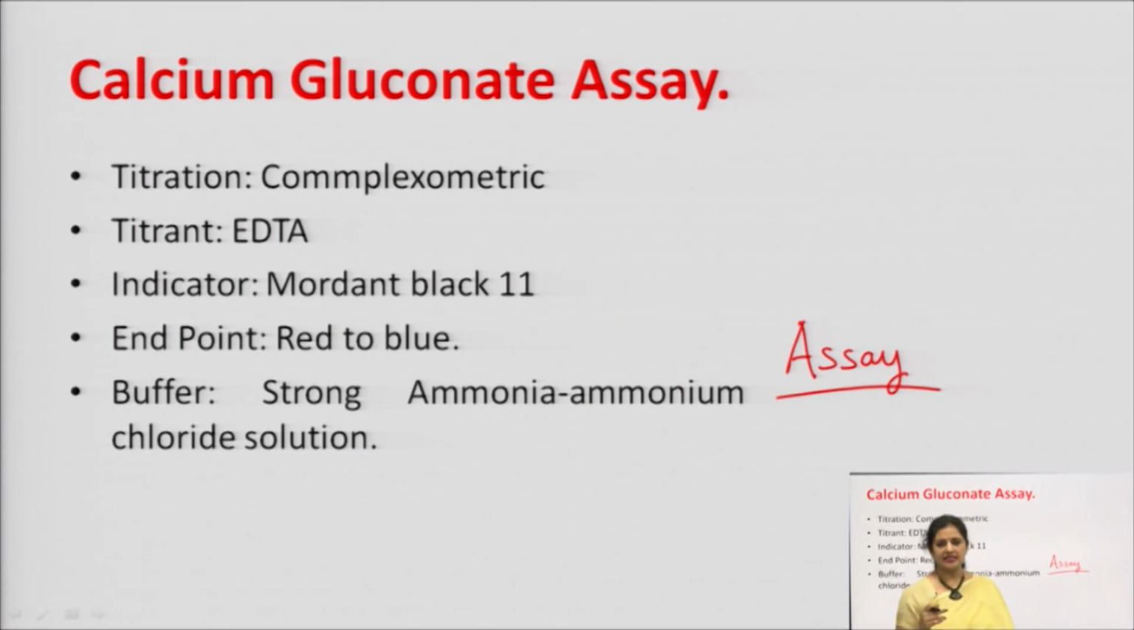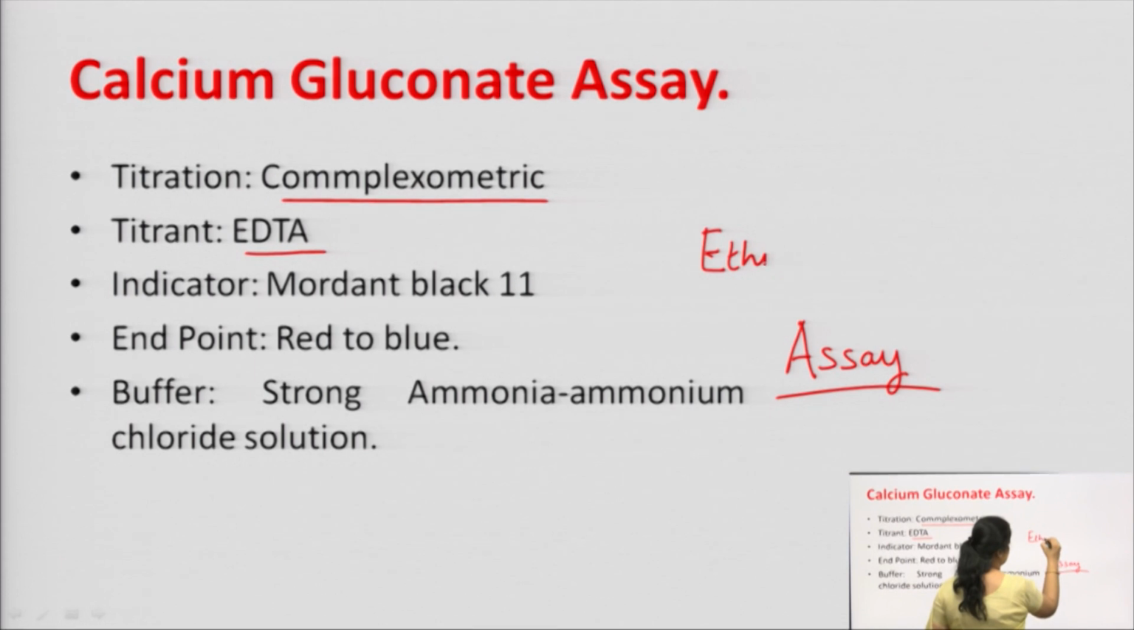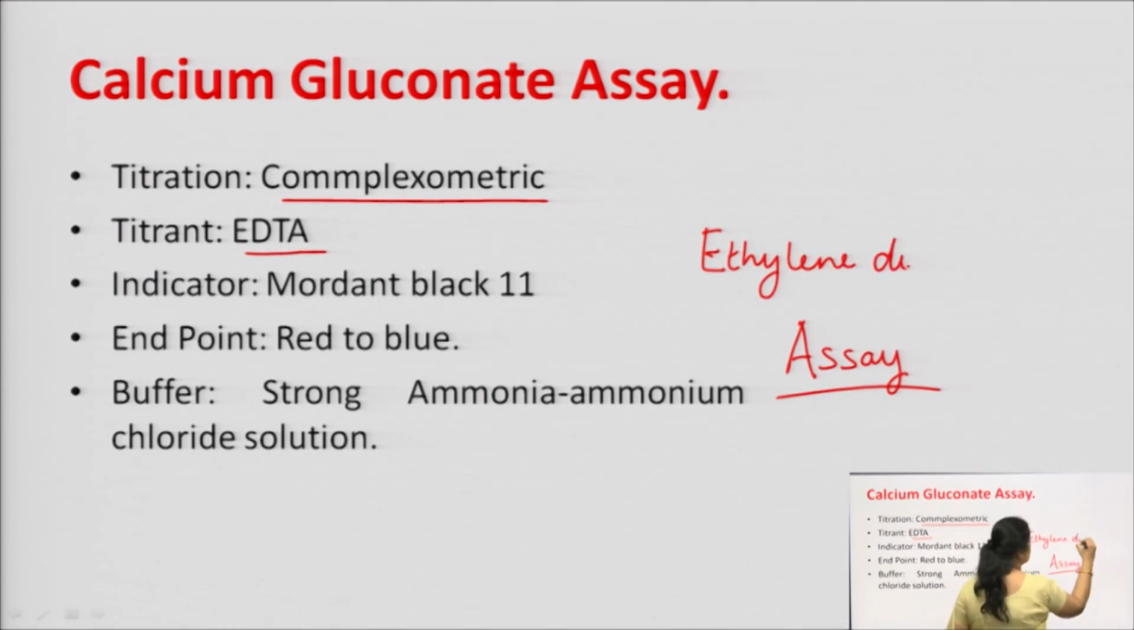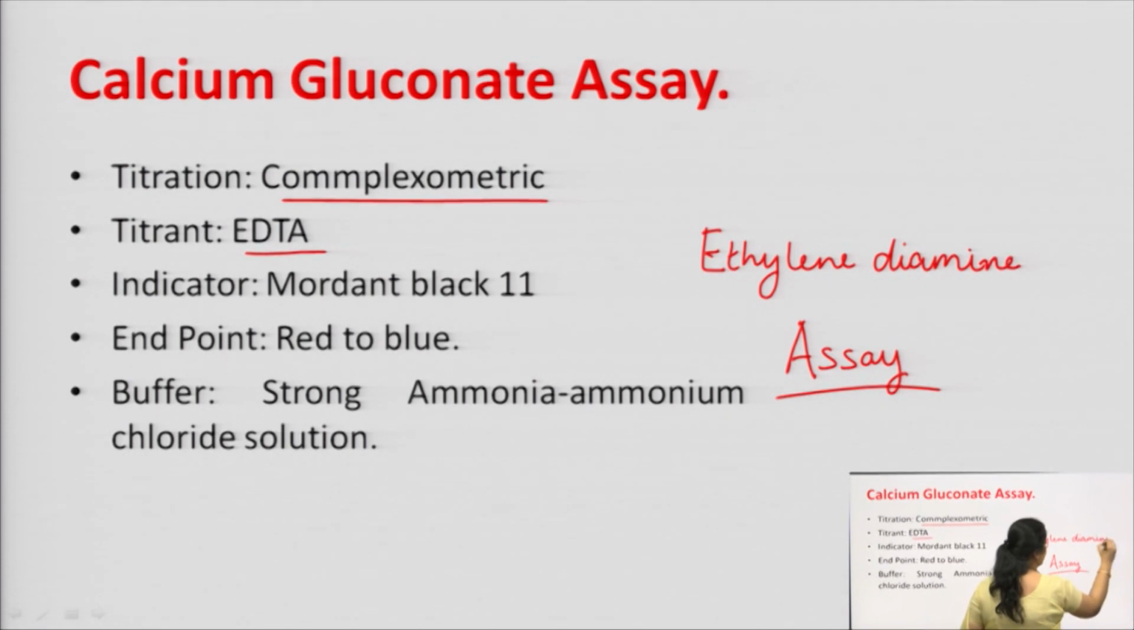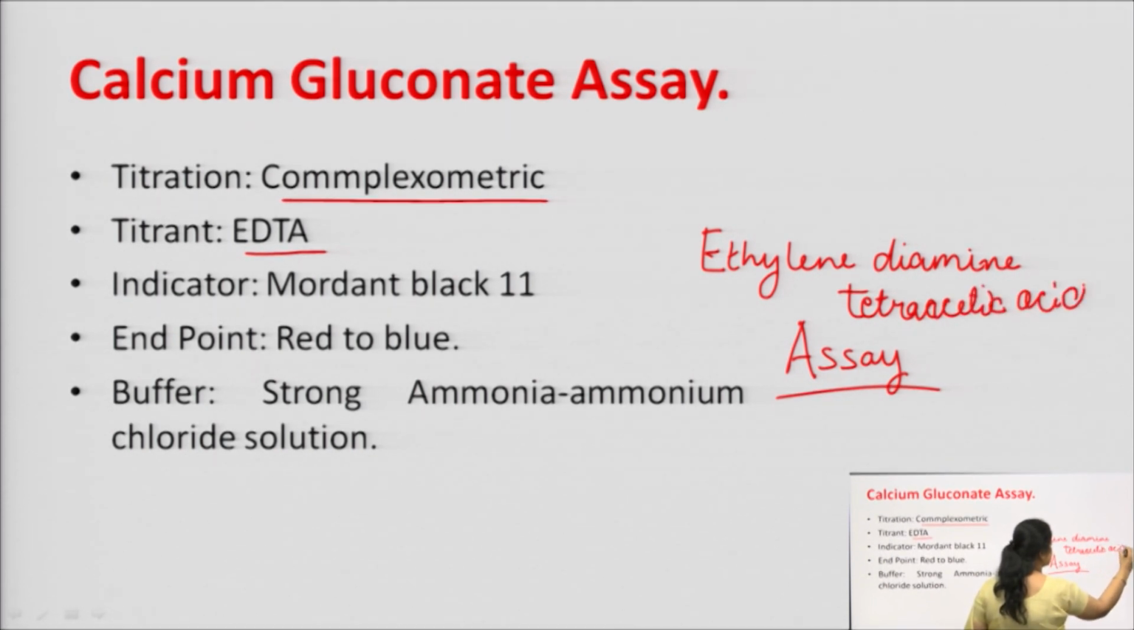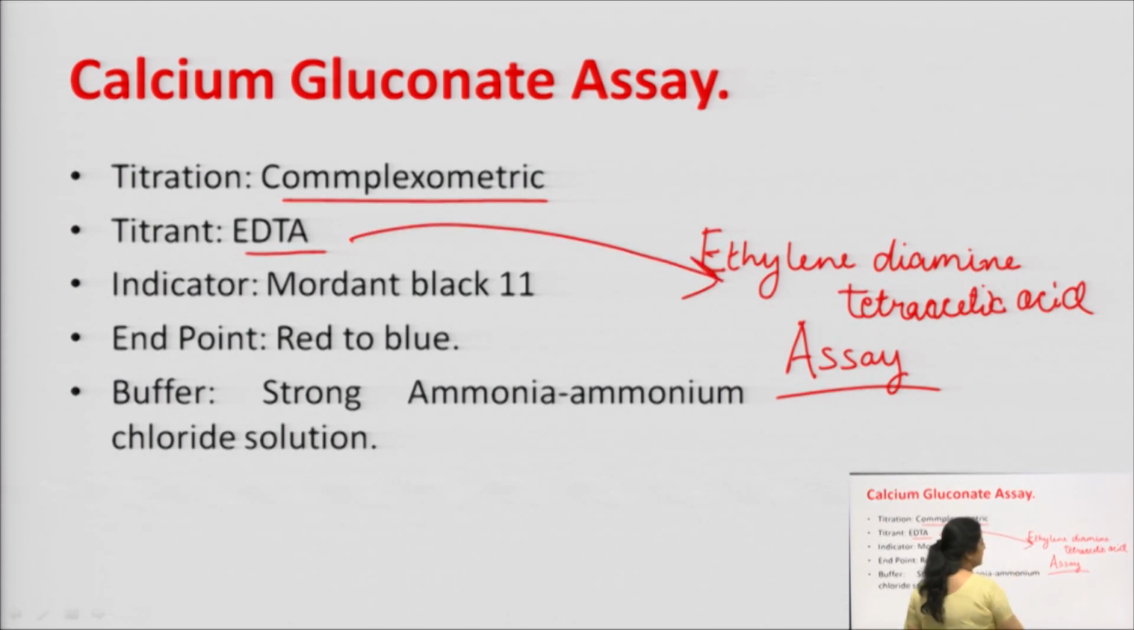Calcium gluconate assay is done by a reaction, and it is basically a titration of the complexometric type. The titrant which we generally use in complexometric titration is EDTA, that is ethylene diamine tetraacetic acid, EDTA salt. EDTA salt forms the complex. So, this is generally used as the titrant in the complexometric titration.